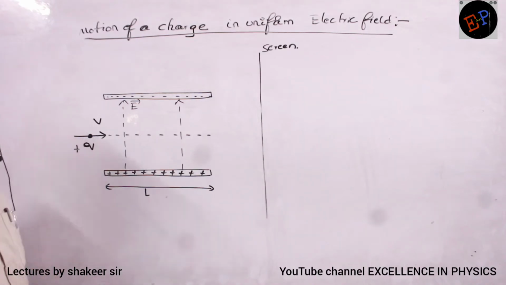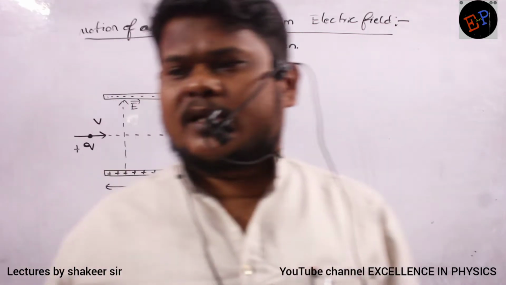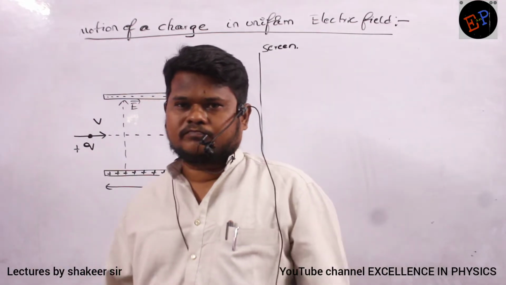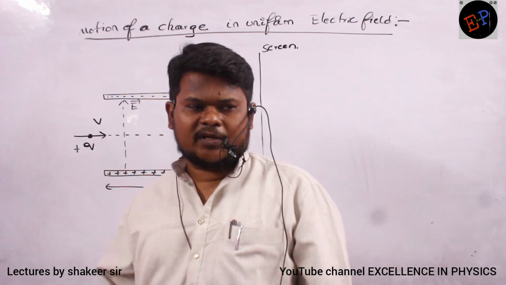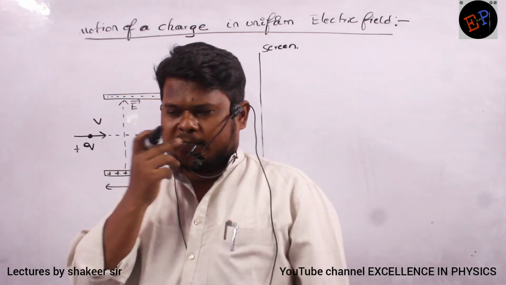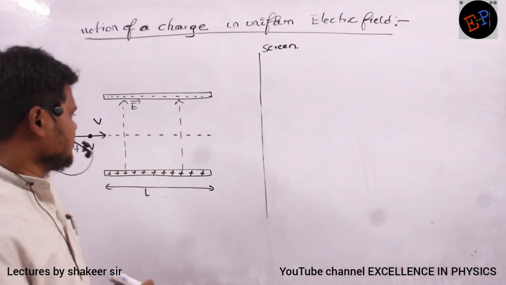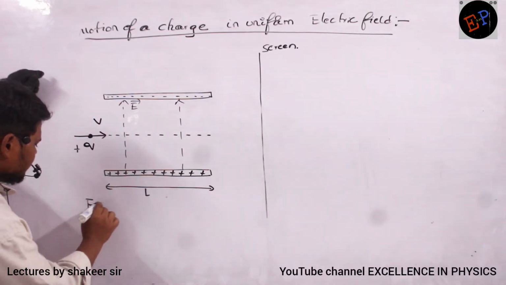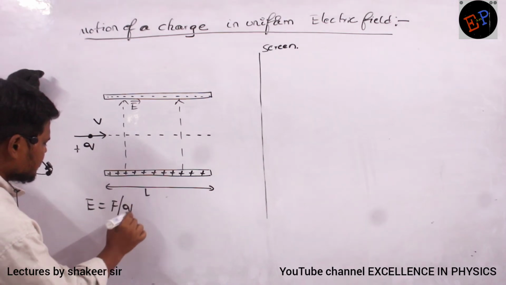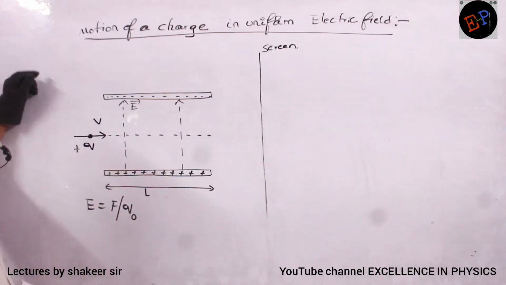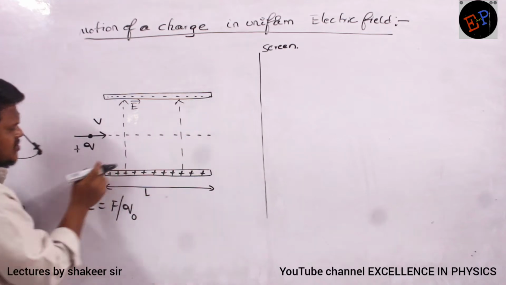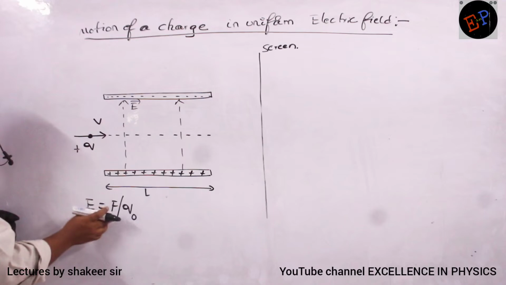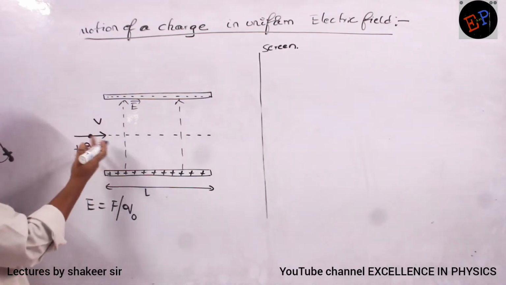Can you say what happens? If it enters into this uniform electric field, what happens? Negative plate will attract. Another way? So what is meant by electric field basically? Force experienced per unit test charge, no? It means this electric field will start applying force on this charge.